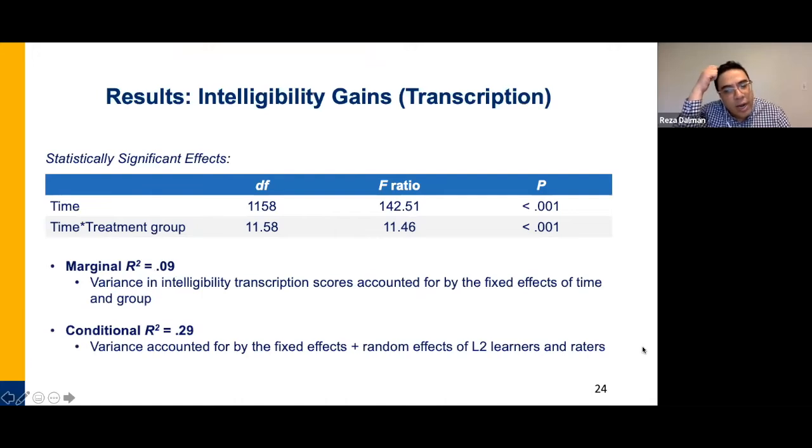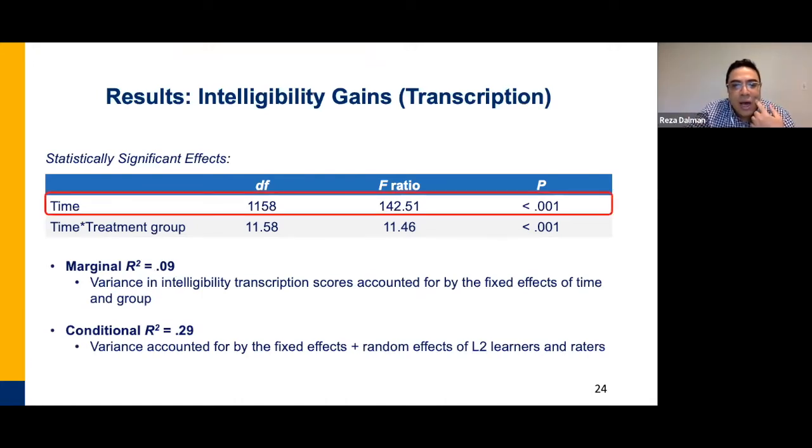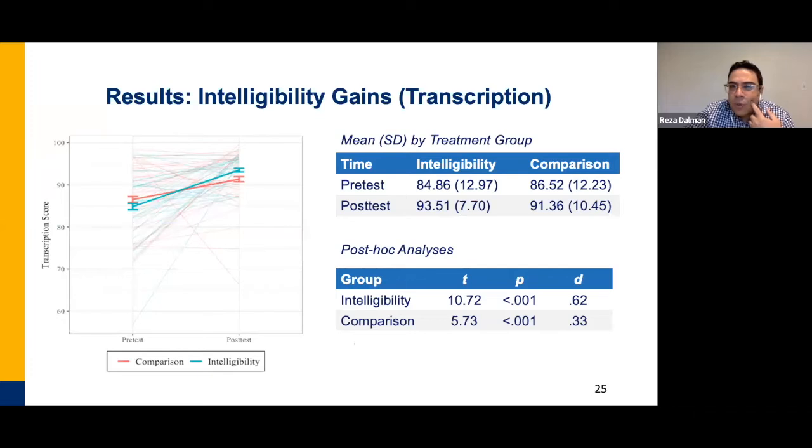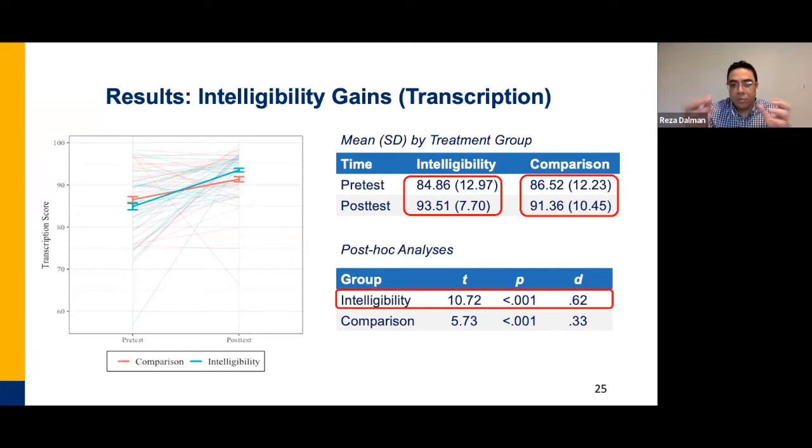This is the finding for intelligibility gains of the L2 learners, which was measured through a transcription test. There was a main effect of time, as well as an interaction effect of time and treatment. The results of post-hoc analysis showed that the intelligibility group improved from the pre-test to post-test as a result of instruction, and this improvement was statistically significant. Also, the comparison group showed some improvement from the pre-test to post-test, and this improvement was also statistically significant.